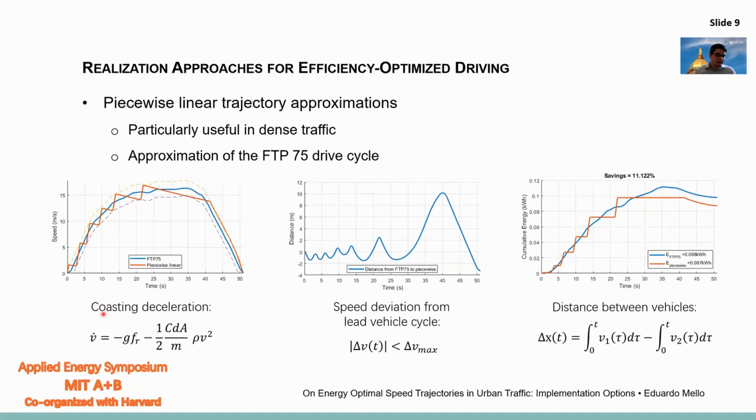The coasting deceleration is calculated by the equation shown on the left here, while the deviations from the typical trajectory to our piecewise linear approximation are limited by the variable here defined as delta Vmax, and it's a constant over the entire trajectory. The distance between the vehicles shown in the middle here is then given by the difference in the integral of the speed of each one of the vehicles.